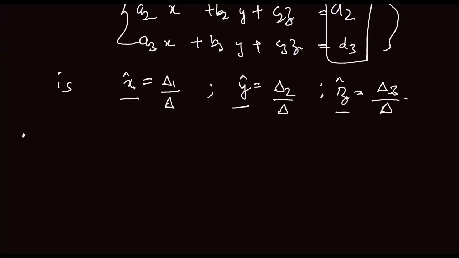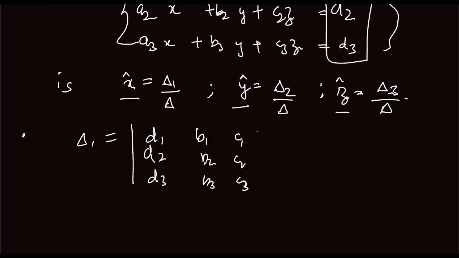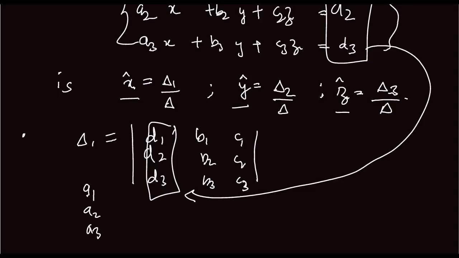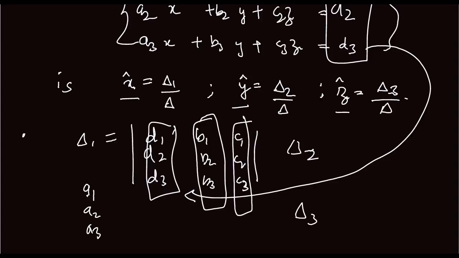The next point is where delta 1 is the determinant with d1, d2 and d3, then b1, b2, b3, c1, c2, c3. So instead of the first column a1, a2, a3, we have written d1, d2 and d3. That's for delta 1. If you want to calculate delta 2, you replace b1, b2, b3 with d1, d2, d3. If you want to calculate delta 3, you replace c1, c2, c3 with d1, d2, d3, and the other two columns remain the same. This is how we calculate delta 1, delta 2 and delta 3.